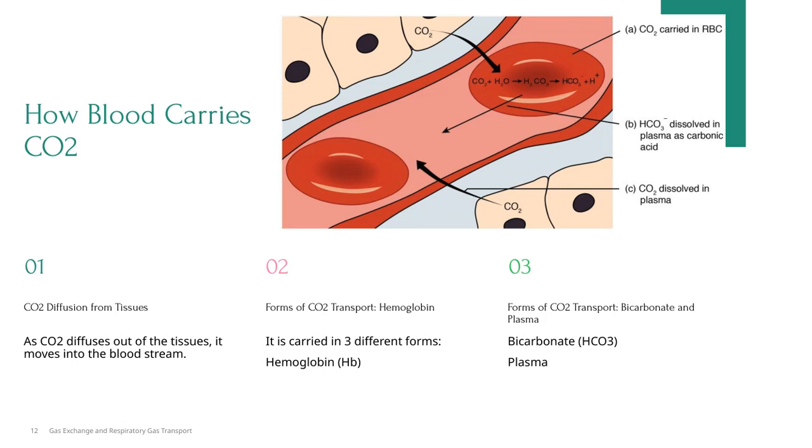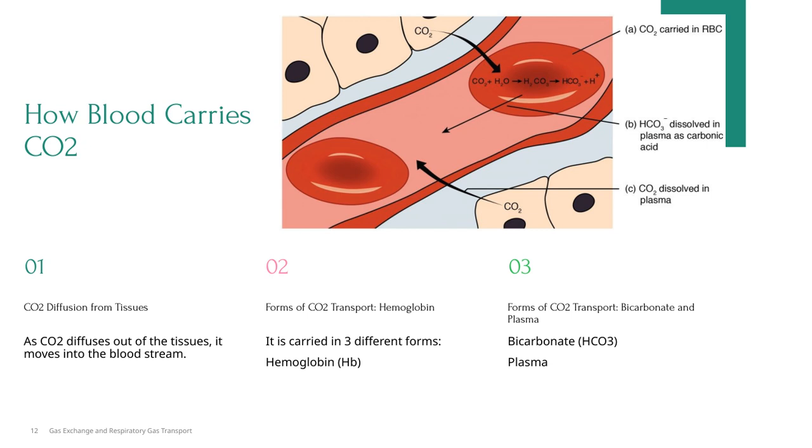Now, let's look at the different ways carbon dioxide is transported in the blood. CO2 is carried in three main forms, and the most significant one involves hemoglobin, or Hb. As CO2 diffuses out of the tissues, it enters the bloodstream and binds to hemoglobin, forming carbaminohemoglobin. This is an important mechanism because it helps remove CO2 efficiently from the tissues where it's produced.